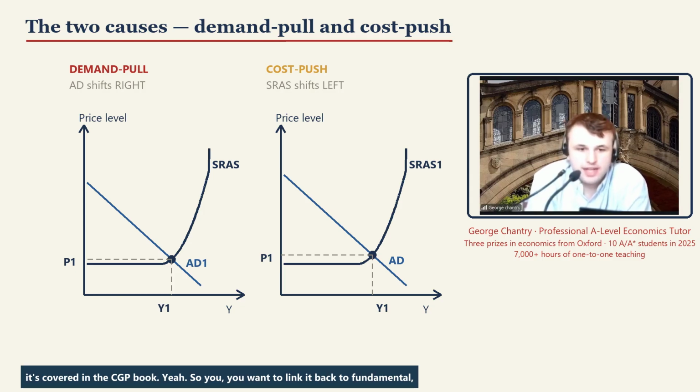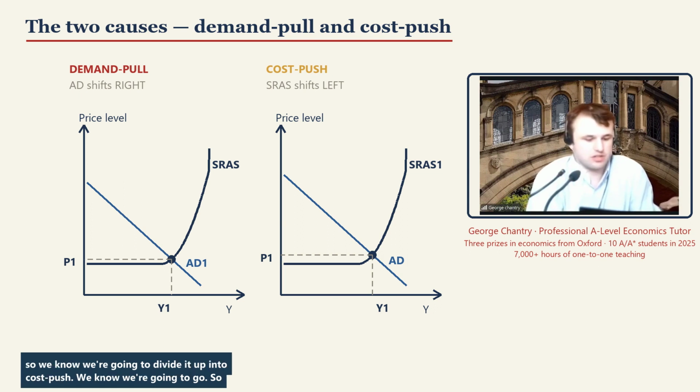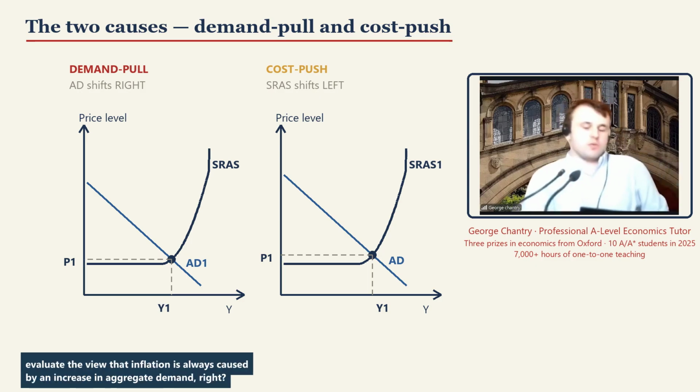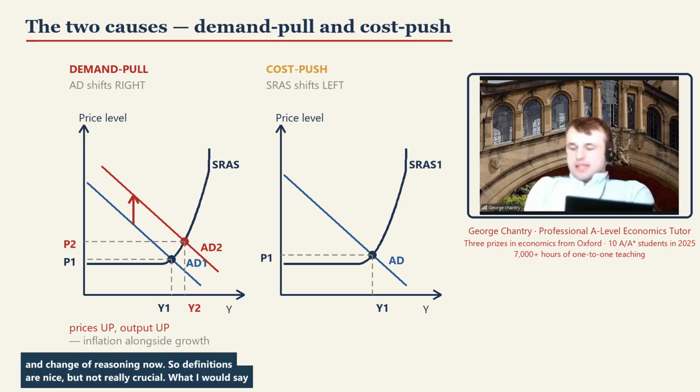You want to link it back to fundamental economic theory and the topic area straight away. So we know we're going to divide it up into cost push. Evaluate the view that inflation is always caused by an increase in aggregate demand. It's probably easier just to agree with it. So you just go, yes, demand pull. I can change the reasoning now. So definitions are nice, but not really crucial.